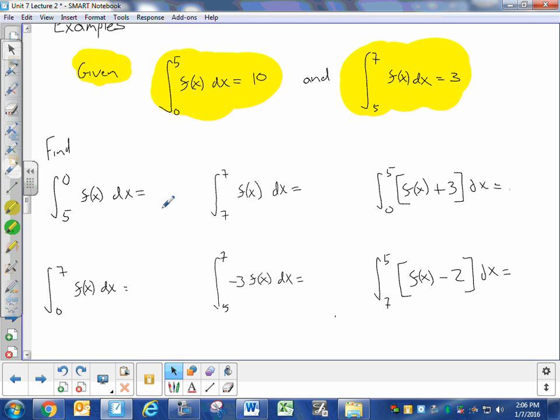Okay, here we go. First one, we should have gotten simply the opposite of 10, -10. Second one should be easy. It's just 0 to 7, we just add 0 to 5 and 5 to 7. That's the whole a plus b, b plus c. 10 plus 3 is 13. Third one, we got -3 times f. The constant can just be multiplied by the value, and you get your answer, -9.